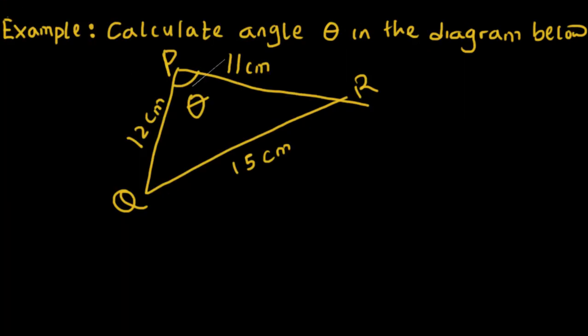So we have: calculate angle theta in the diagram below, and then we've got this triangle PQR, and we are told to find theta.